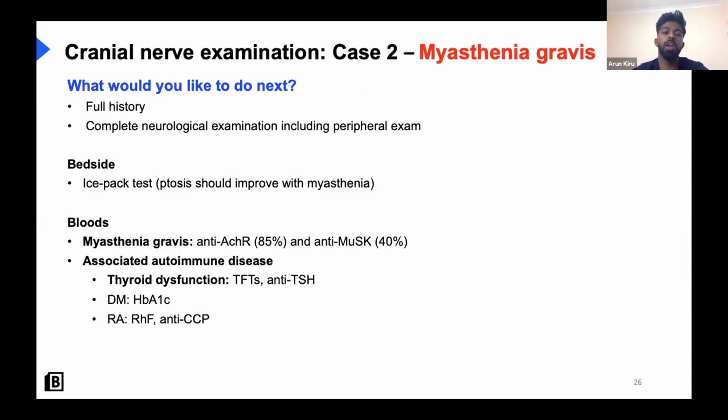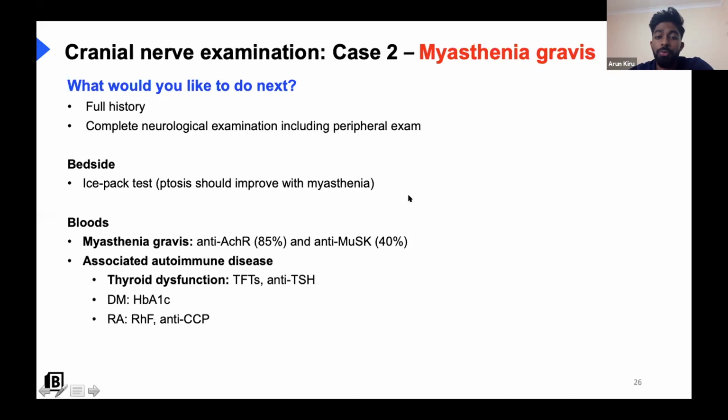So for example, the way people like to test it is they ask the patient to keep their arms up and repeat that movement, and over time that goes down. That's for myasthenia specifically. I then like to do bedside tests. So an ice pack test is for myasthenia.